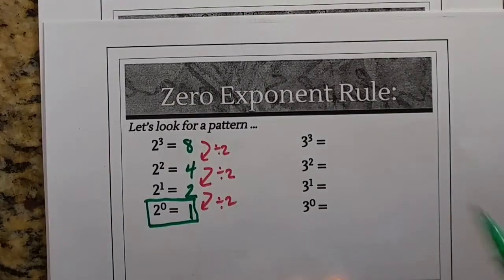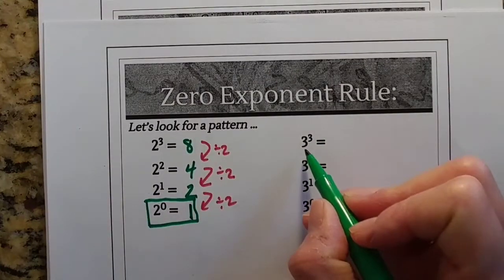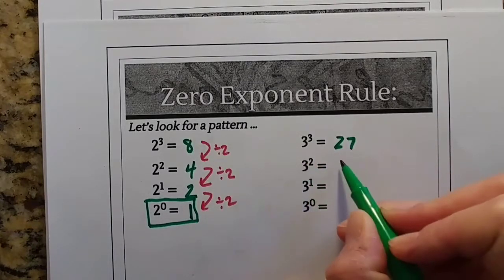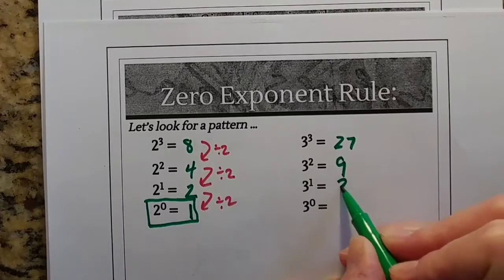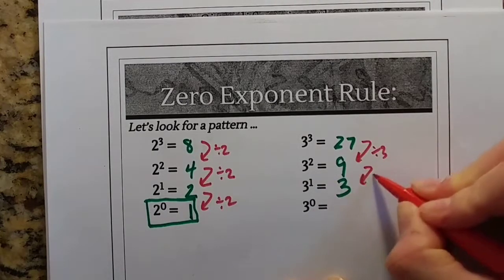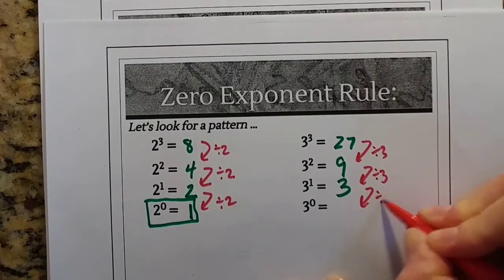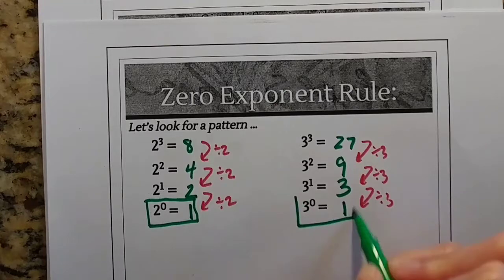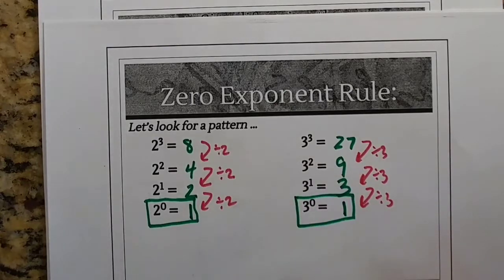Let's look at another pattern. 3 to the third power is the same as going 3 times 3 times 3. 3 times 3, and 3 to the first power is 3. So if you look at the pattern here in the numbers, you're dividing by 3 to get to the next number. So if we continue the pattern, 3 divided by 3 is 1. So that makes 3 to the 0 power also 1.